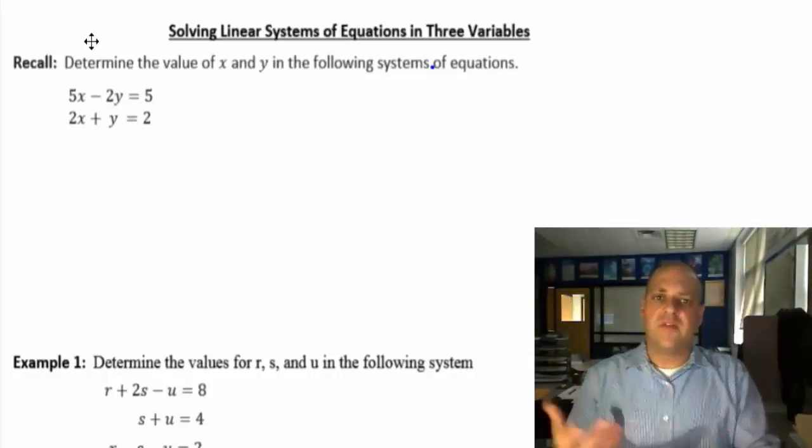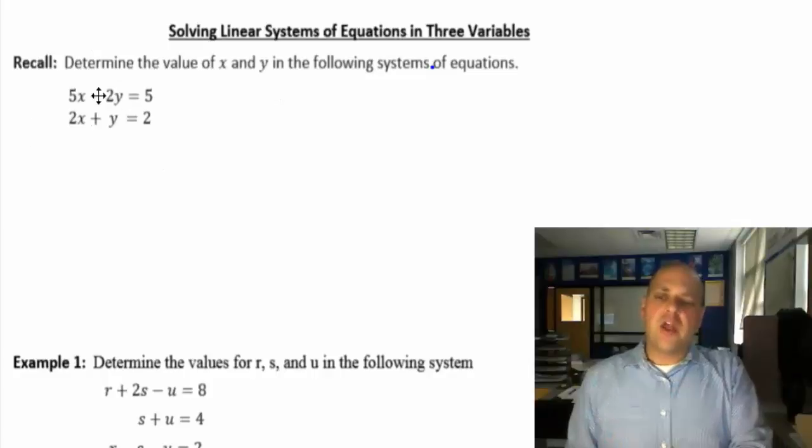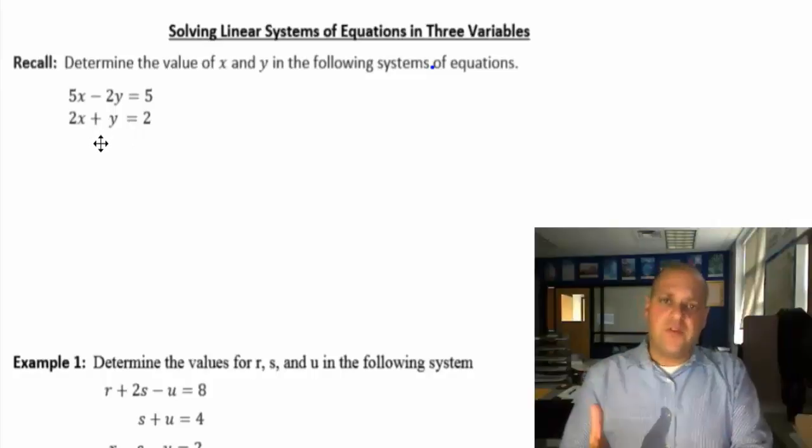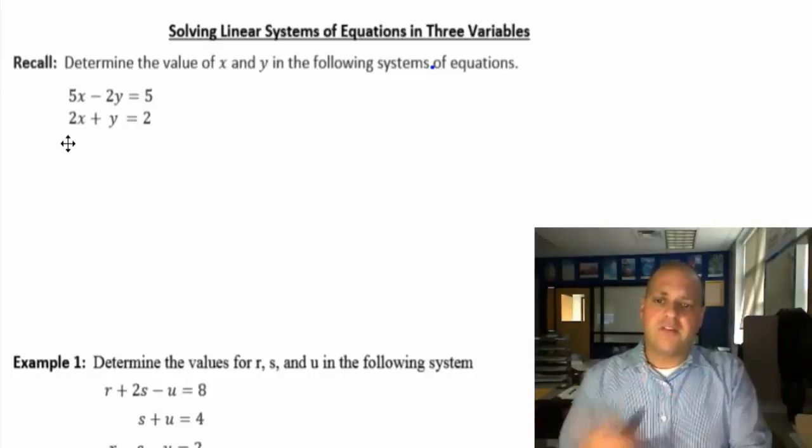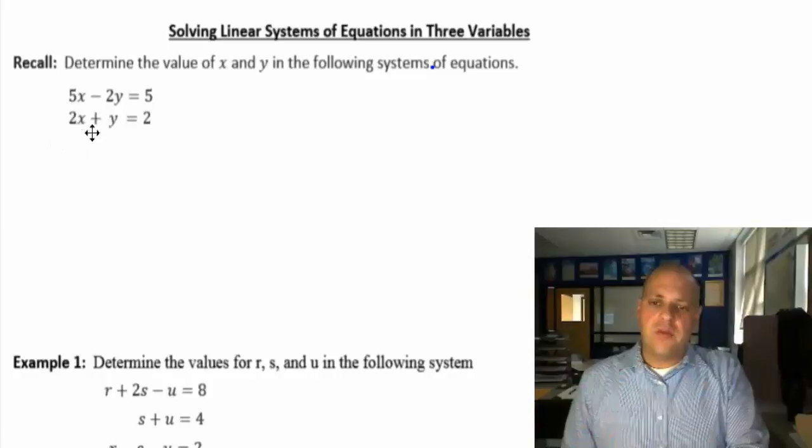So what numbers do we have to come up with for x and y? Just to recall, just a quick review here. Obviously, there's only two variables, x and y here, because I just want to review how the process works. So here you need to get x or y to drop out. We do have to use our skills from the two variable in order to do the three variable.